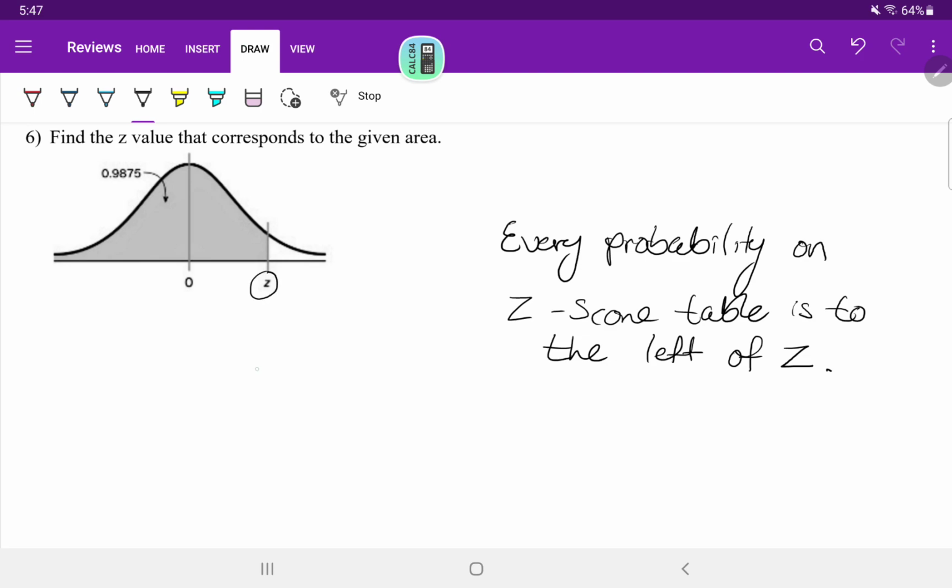This is my z-score, and the area under the curve, which is also known as the probability of that z-score, is 0.9875. Now, it is best to denote and to state that every probability on the z-score table is the area shaded to the left.